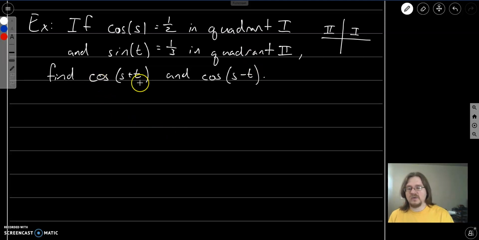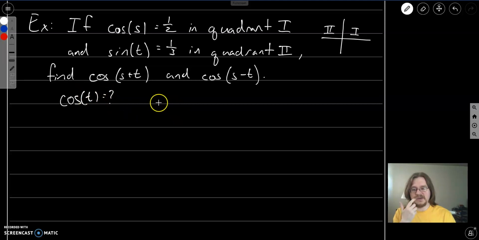We want to find the cosine of S plus T, and the cosine of S minus T. For both of these, we have a formula. What do we need to know? We need to know the cosine of S, cosine of T, the sine of S, and the sine of T. We know two of them: the cosine of S and the sine of T. We don't know the cosine of T, and we don't know the sine of S.